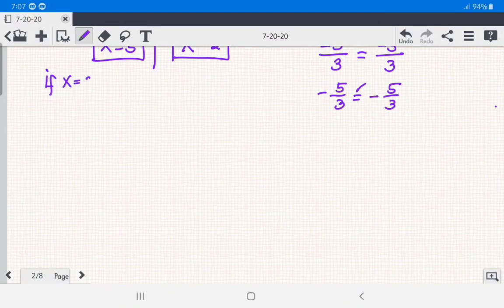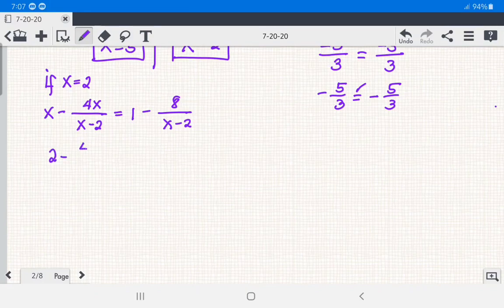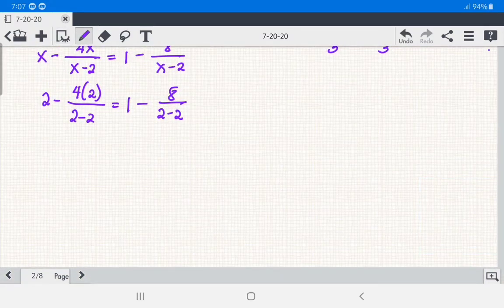x is equal to 2? So, using the original equation, we have x minus 4x over x minus 2 equals 1 minus 8 over x minus 2. So, substituting the value of x, we have 2 minus 4 times 2 over 2 minus 2 equals 1 minus 8 over 2 minus 2. Then, next we have 2 minus 4 times 2, we have 8, then over 0 equals 1 minus 8 over 2 minus 2, we have 0.